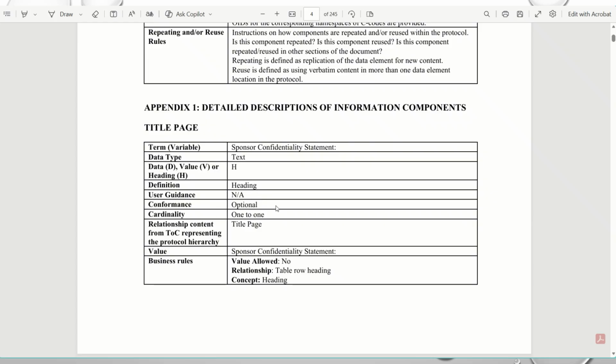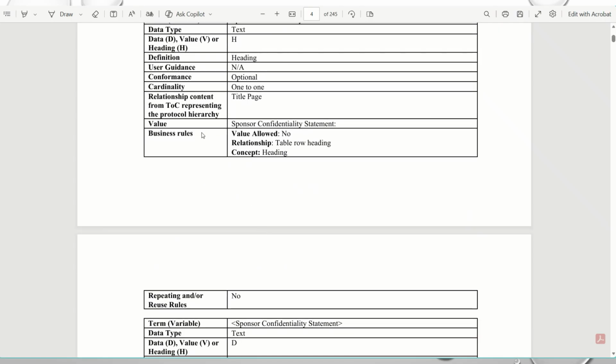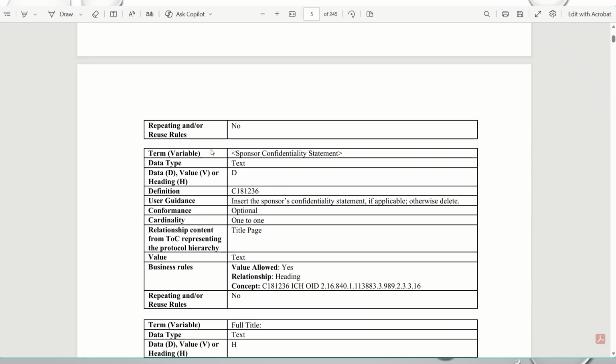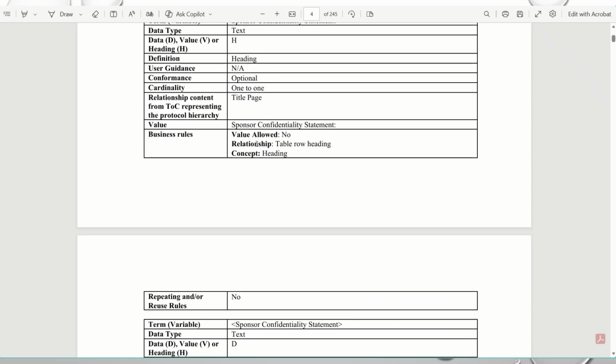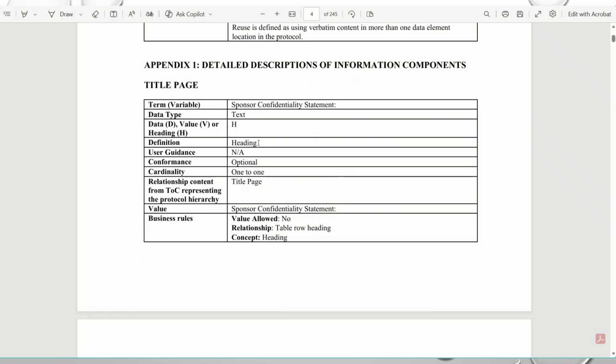It's optional as to whether or not you want to put that in. And relationship to the table of contents, it's on the title page, and so on. And you've got some more information. Text, I've put text there. Yeah, so the sponsor confidentiality statement consists of different types of variables.